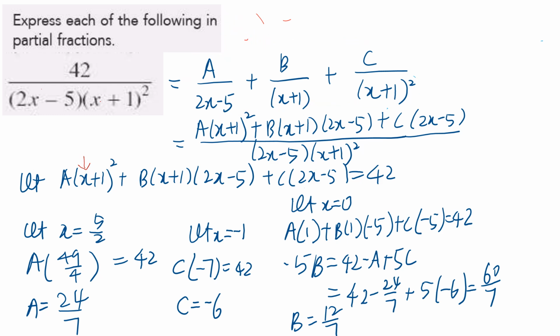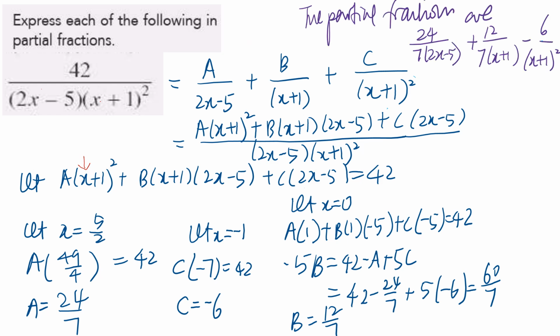Okay, so let's put all our A, B, C back. So the partial fractions will be, for example, B is 12/7, right? So can you see that your numerator is 12, then denominator is 7. Of course, your linear factor must still be there, so it's just 7 bracket x plus 1.